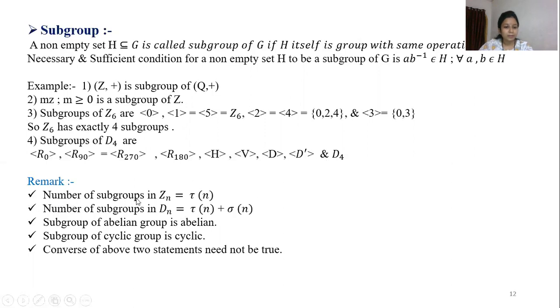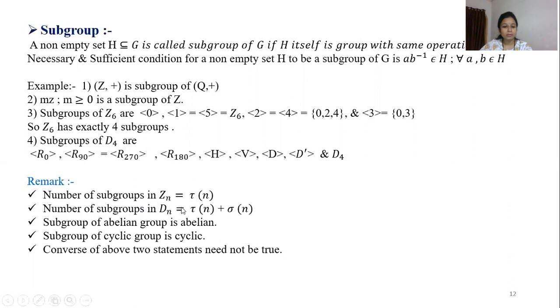Remark: the number of subgroups in Zn is tau of n. What is this function tau? Tau of n is nothing but simply the number of divisors of n. It gives the total number of divisors of n. And how to find the number of subgroups of Dn? It is tau of n plus sigma of n.